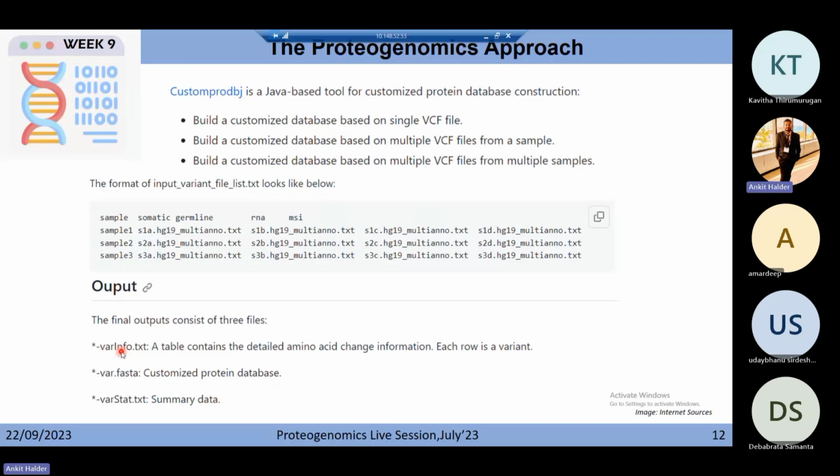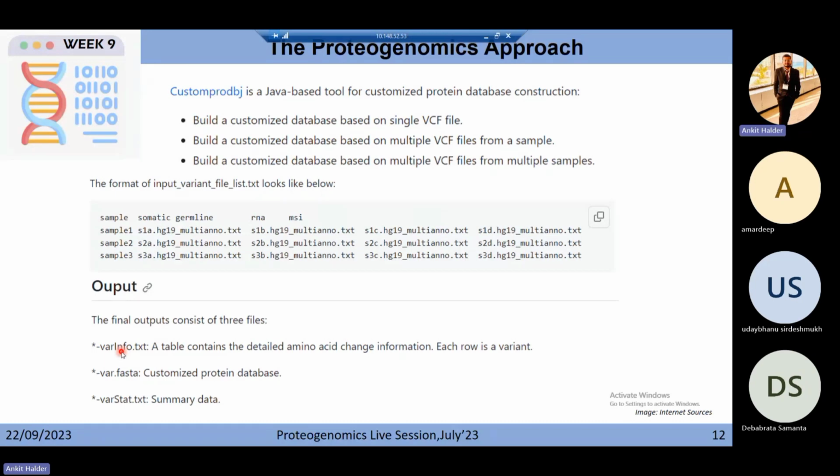So from these two examples, I hope you would appreciate that the requirement is to have a database which will not provide any false positive data or false information, but rather will provide a very robust as well as correct identification with fewer false identifications. So these were the two major differences in the approach, but customProDB is being heavily used for cancer research, and you all can try to use that.